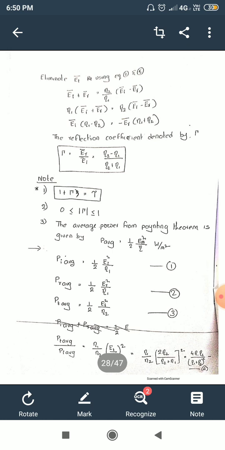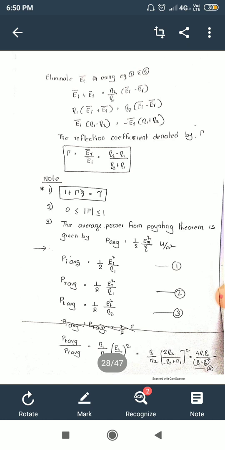So tau represents the transmission coefficient, which is the ratio of ET by EI, and the reflection coefficient is given by ER by EI. So note 1 plus rho is equal to tau. So this is the transmission coefficient and reflection coefficient in a dielectric medium.